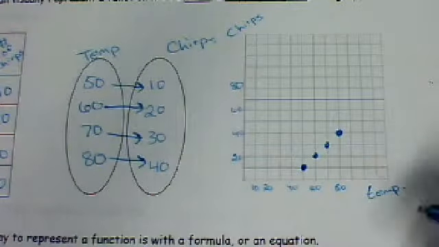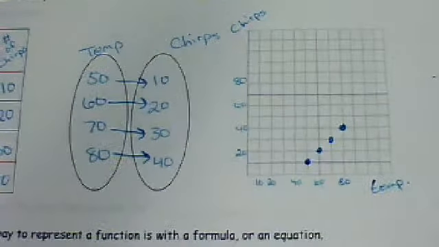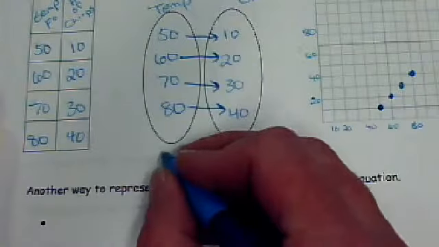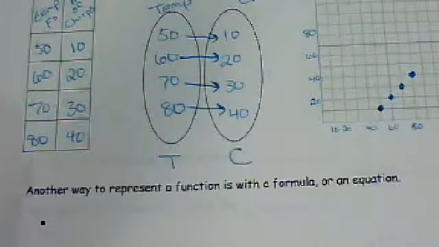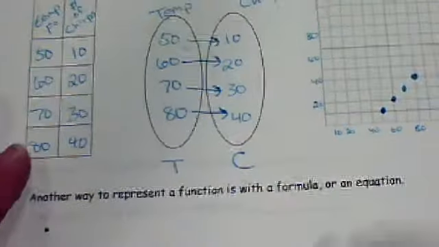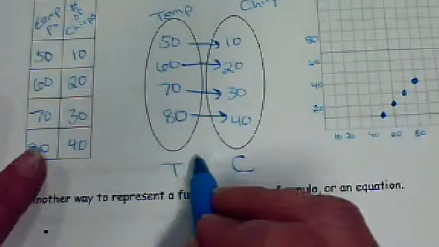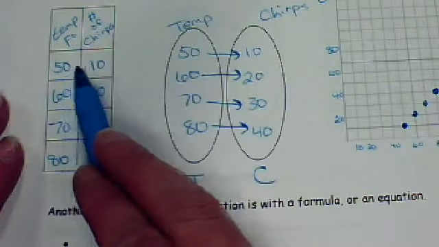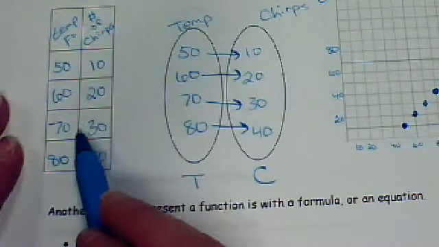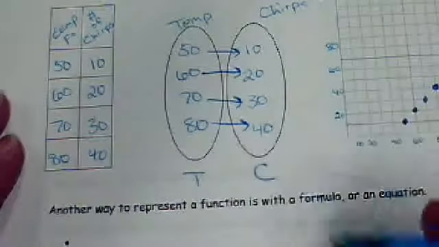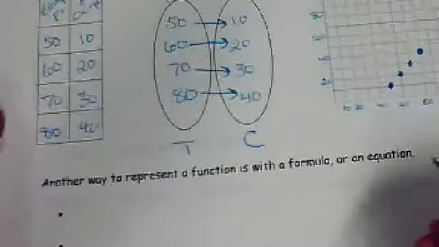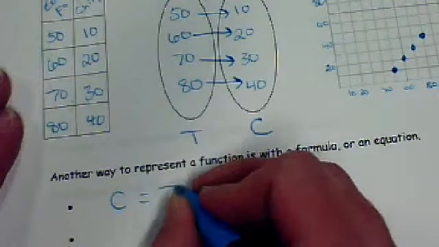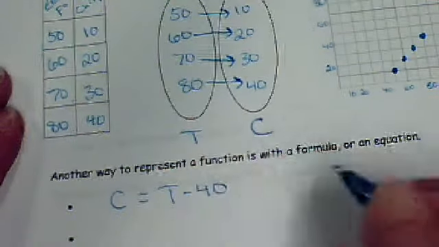And so forth. Another way to represent a function is with a formula or an equation. So let's call temperature T and chirp C for fun. How are they related? It's pretty easy to see from the table to get from 50 to 10, 60 to 20, 70 to 30. Looks like we're subtracting 40 each time. So the chirps will equal the temperature minus 40.